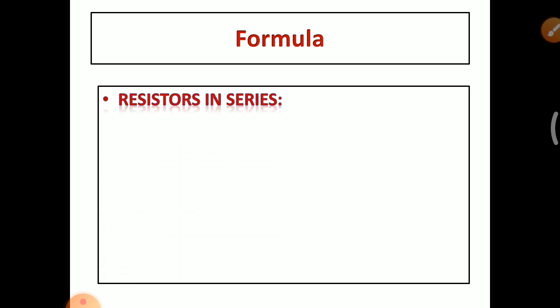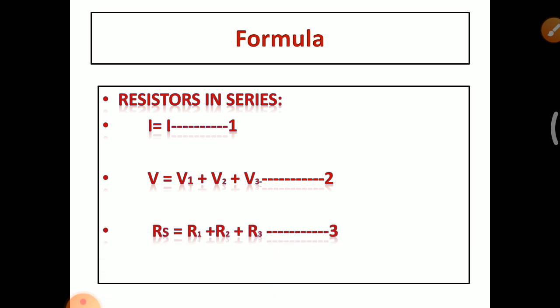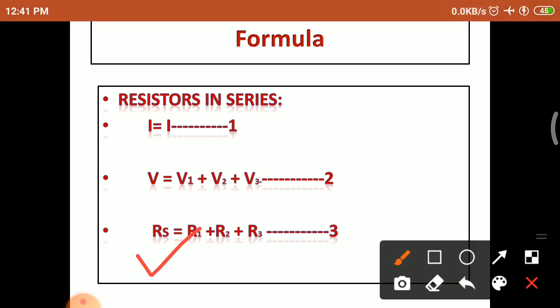The next, formula for resistors in series. We already learnt in series combination I equal to I, that means the current in each resistor is the same. V equal to V1 plus V2 plus V3 and Rs equal to R1 plus R2 plus R3, where Rs is equivalent resistance or total resistance. R1, R2, R3 are the individual resistors, and V1, V2, V3 are the potential differences across R1, R2 and R3.